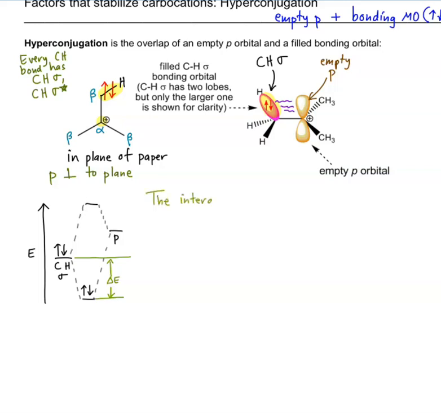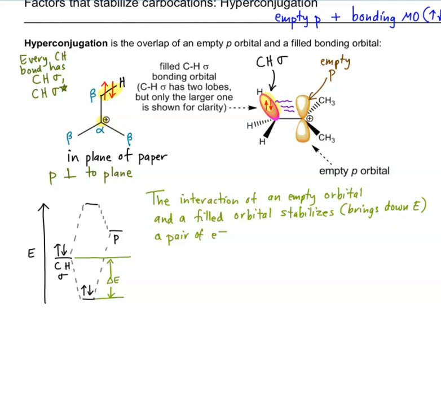So what we can say about this is that the interaction of an empty orbital and a filled orbital stabilizes a pair of electrons. Stabilizes, meaning brings down the energy of. And remember, when you stabilize electrons, you stabilize the structure they're in.